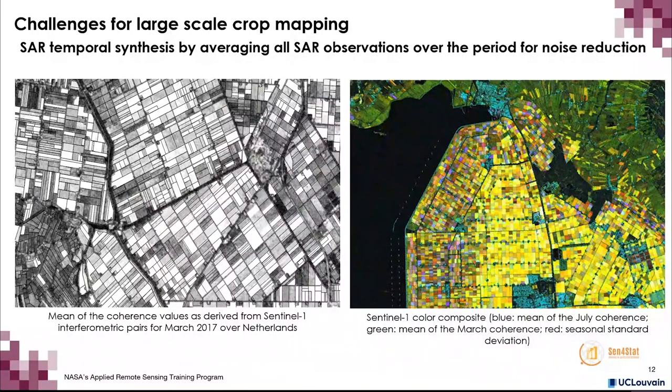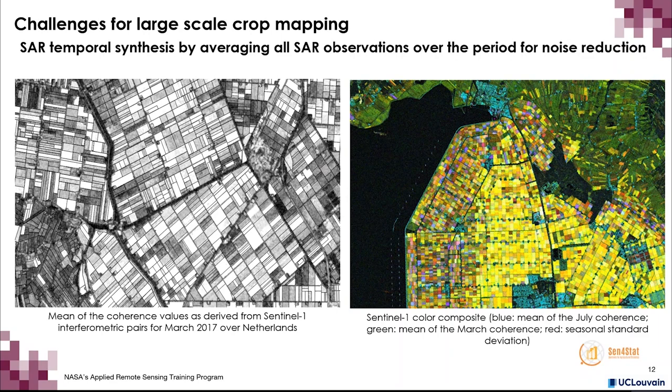A similar approach can be used for the microwave domain. Indeed, the solution to the cloud, as you know, is the use of SAR missions. However, speckle is very well known, and this is a random component in the SAR signal that can be reduced by averaging all the observations available for a given period. This produces a large noise reduction, as you can see on the left side of the image. Here we see the mean of the coherence values acquired during the month of March 2017 over the Netherlands.